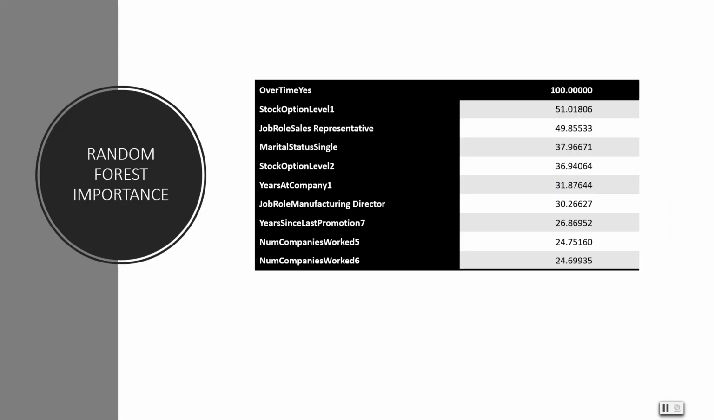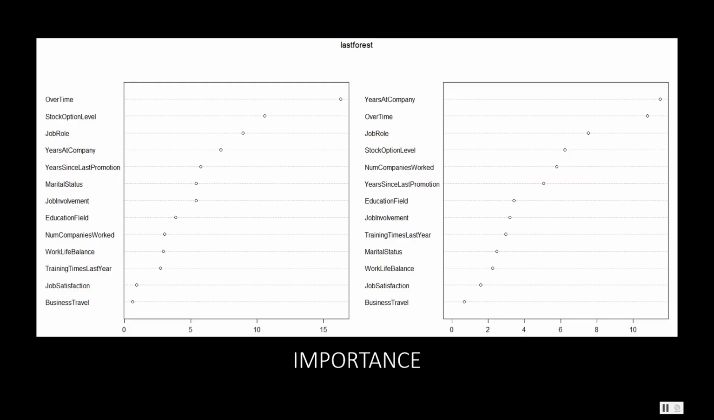That was very impressive. The random forest model also has the ability to key in on variables of importance. Using that model, I was able to confirm that overtime, stock option level, and job roles played a significant factor in those members that did leave or retire from the company. That data is represented visually here. On the left, you'll see overtime, stock option level, and job role are skewed to the right.